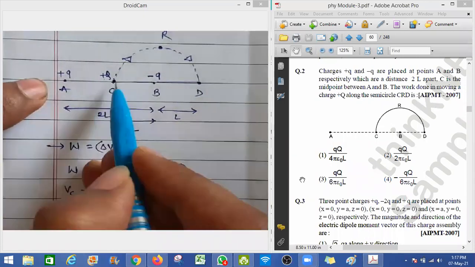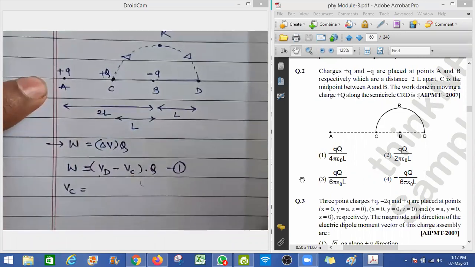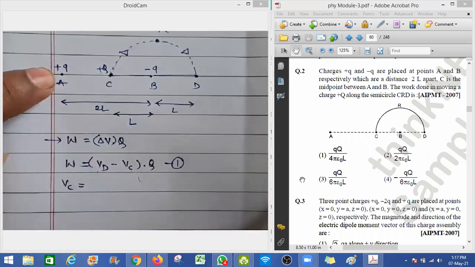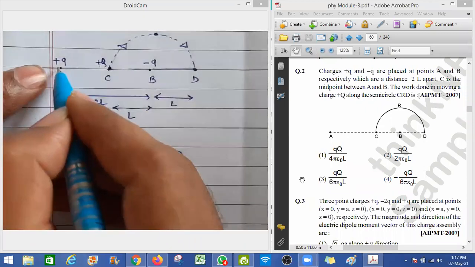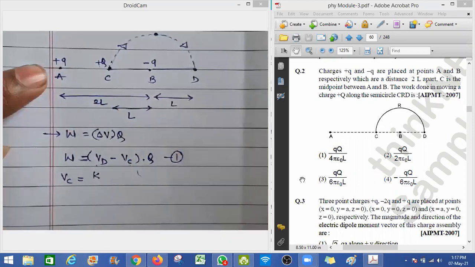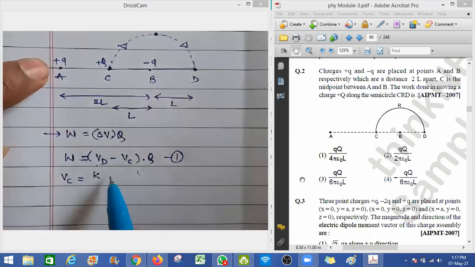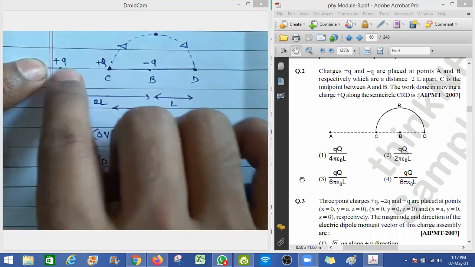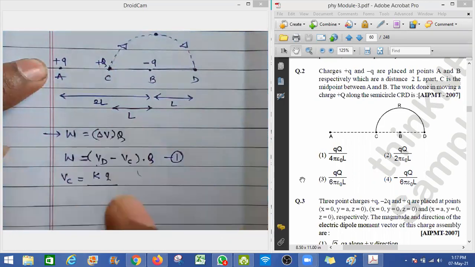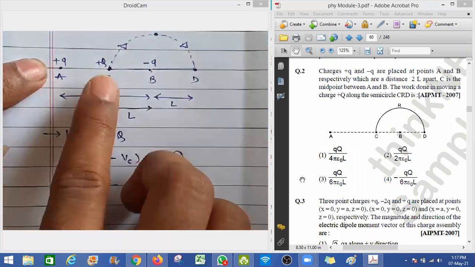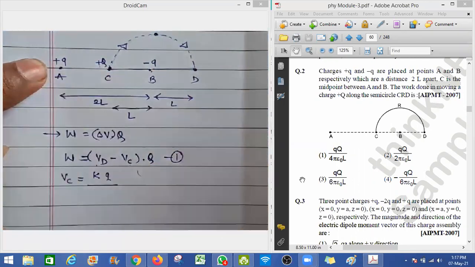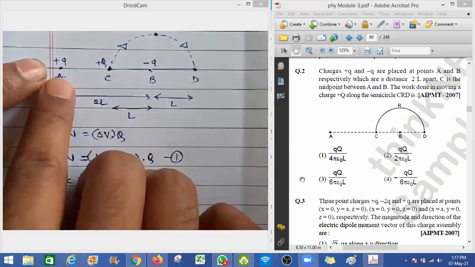So let us do that. What is the potential formula? The potential due to a point charge at distance r is kq upon r. So potential at point C because of the first charge will be equal to k, where k is 1 upon 4 pi epsilon 0, times small q divided by r. What is this distance AC? This distance AC is nothing but L. The total distance is 2L and C is the midpoint, so this half distance will be equal to L. So kq upon r becomes kq upon L. This is the potential at point C because of the first charge.